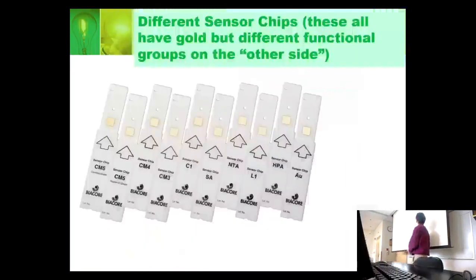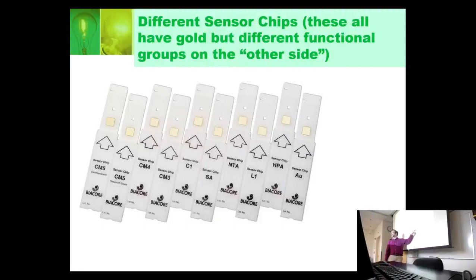Okay. So if you have the chips, the different kinds of chips, you notice that all of these have gold in them. You've got to have the gold on the chip. And you have CM5 down to C1, and then you have different kinds of chips. And then you can buy just a plain gold chip if you want to really do whatever chemistry you want on that.